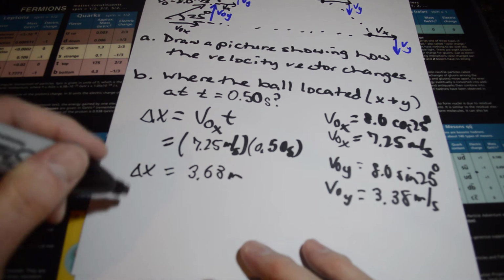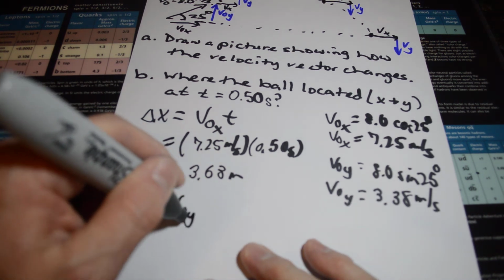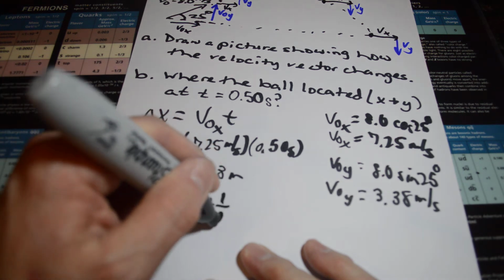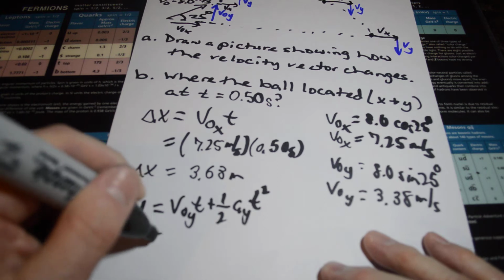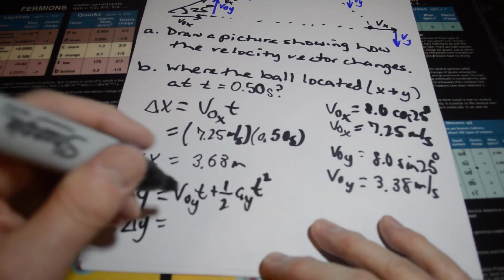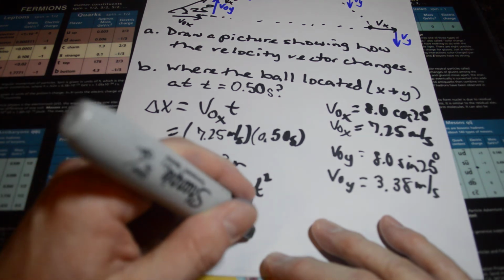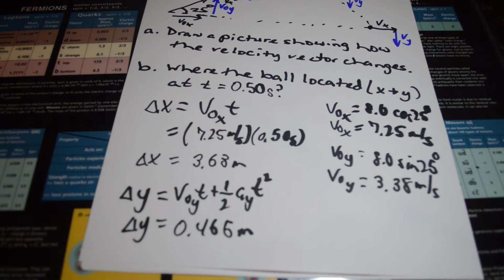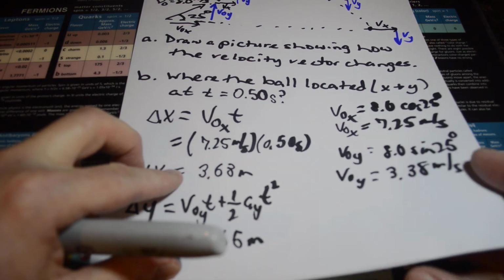In the y direction, I'm just going to show you the equation, v naught y t plus 1/2 a t squared. Remember that you have to put in a negative 9.8. But if you do that, I'm just going to tell you that you get 0.465 meters in the y direction. It will be above where it started, which gives you a positive y displacement. Okay?